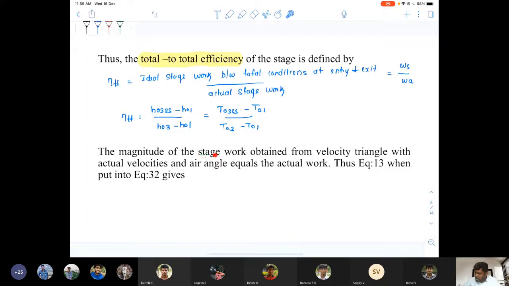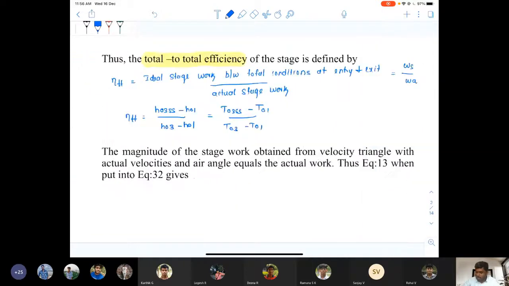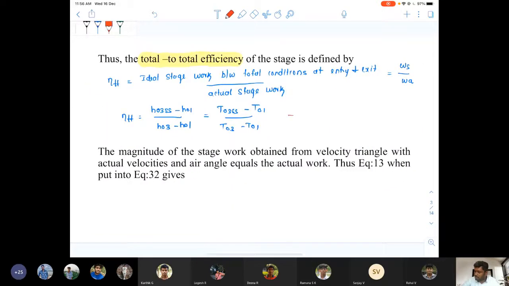Now, the magnitude of the stage work obtained from the velocity triangle with actual velocities and the air angles is equal to the actual work. When we discussed the stage velocity triangle, we came across these parameters, that is the actual velocities C1, C2, U1, U2 and W1, W2, and the corresponding air angles alpha 1, alpha 2, beta 1, beta 2, which define the actual work. Thus, equation 30 is put into equation 32, and consider this as equation number 33.